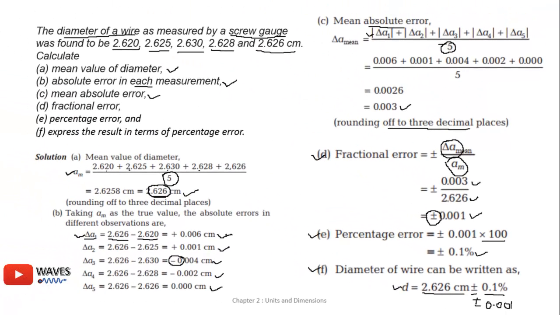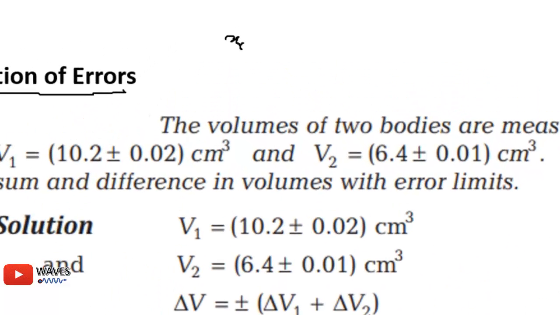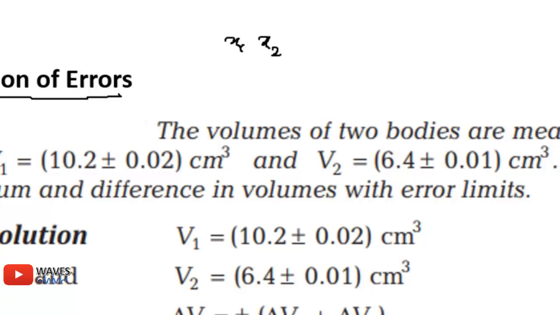Remember this example, because this will help you to remember how to use each of them. Okay. Next we are going to talk about combination of errors. So now let's consider we have got two values, let's say x1 and x2, and we want to combine them. Let's say we want to add them, so we can say x is equal to x1 plus x2.